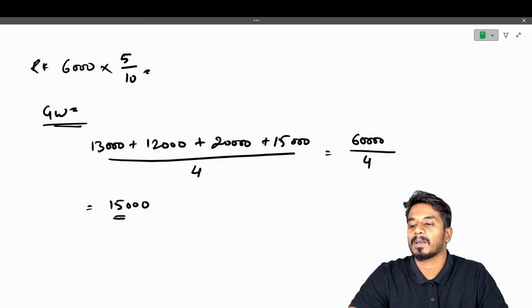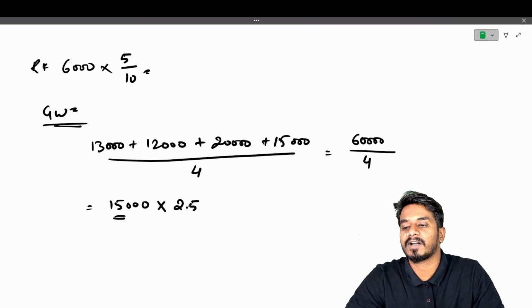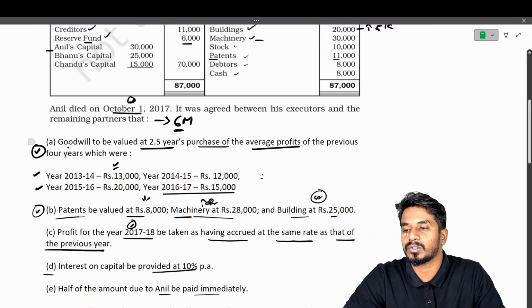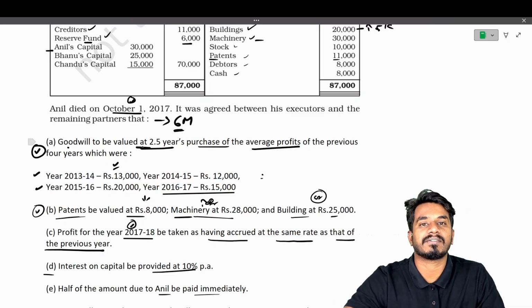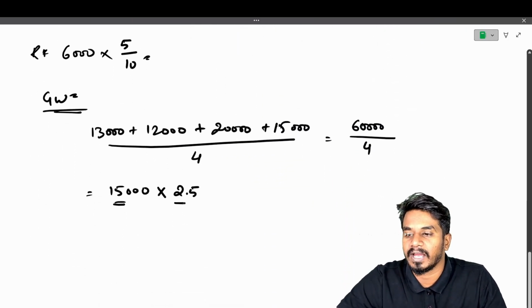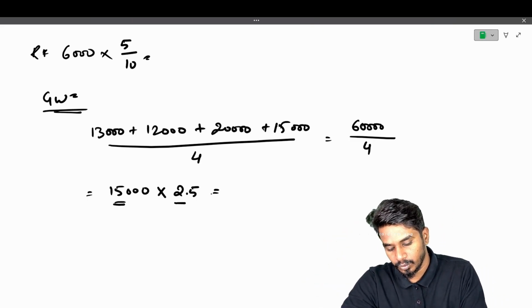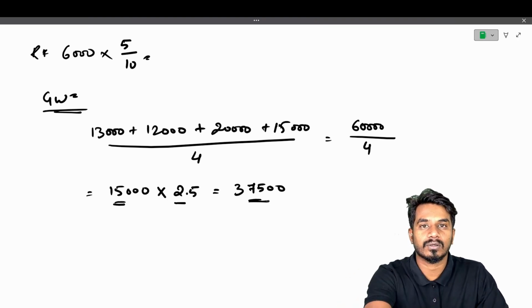So this is your average profit for 4 years. This we have to multiply with 2.5 years of purchase. Here it is given in the question: goodwill to be valued at 2.5 years of purchase of the average profits. Average profit is 15,000. So we multiply with years of purchase, and you will get 2.5 times 15,000, which is 37,500. 37,500 is the total goodwill.